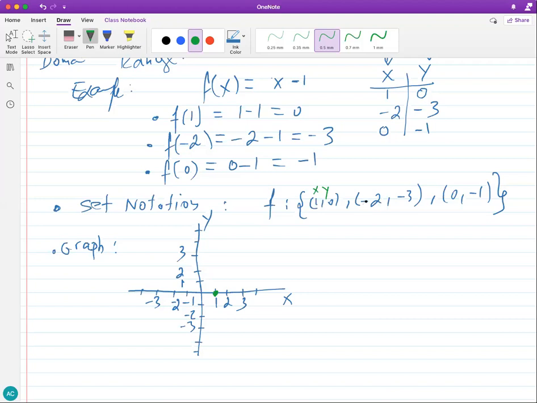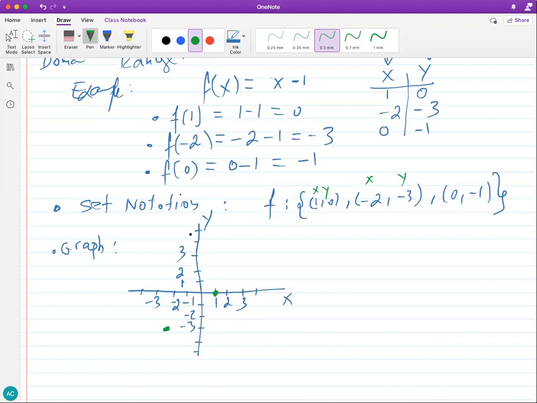Then the next one, we have -2, -3. Again, these are x and y. Where do you start and where do you go? Start on -2 and go down to the -3. That's right. First locate the x, which is here, and you go up or down? Down. Down 3 units, all the way to -3. So go all the way to here. That's the second point.